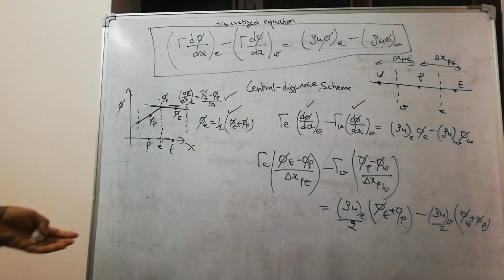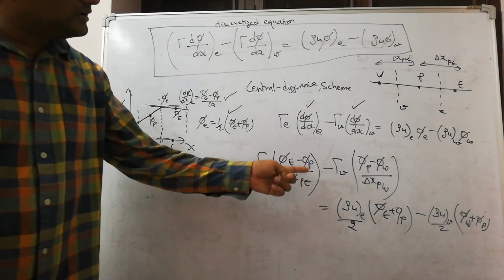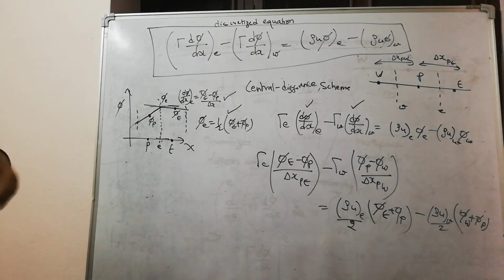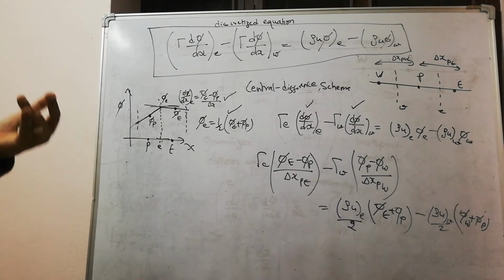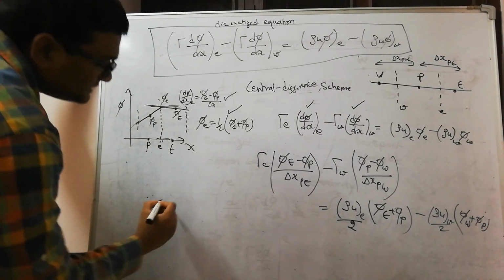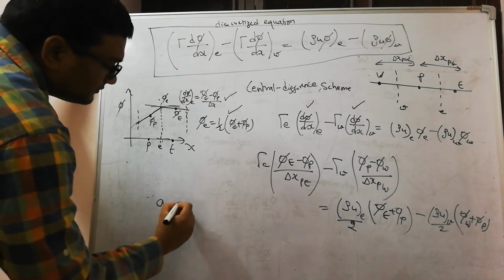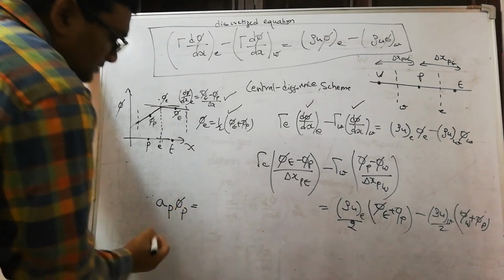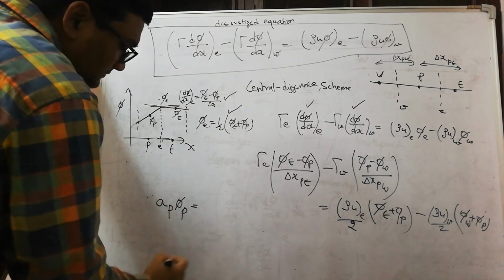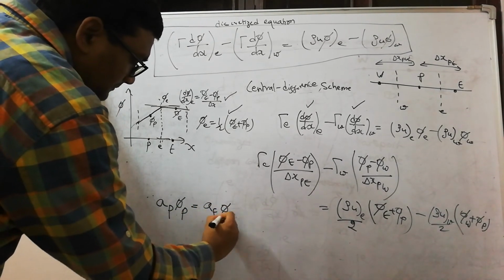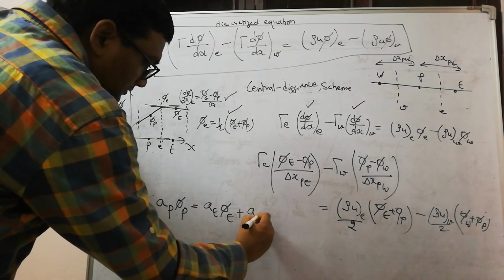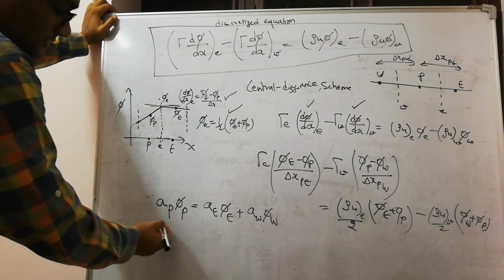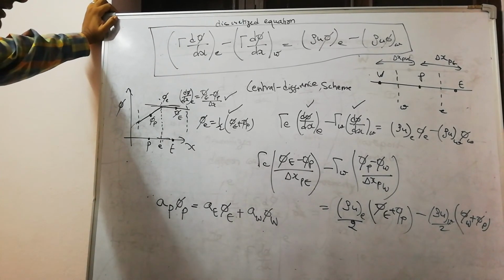The next thing is simply gathering the coefficients of phi p, phi e and phi w, just like we have done for temperature, Ta, Tp, Te and Tw. So let's denote the coefficients of each variable with A, subscript that point. We get Ae phi e and Aw phi w. Please try and tell me what are the coefficients that you get for Ae, Aw and Ap.